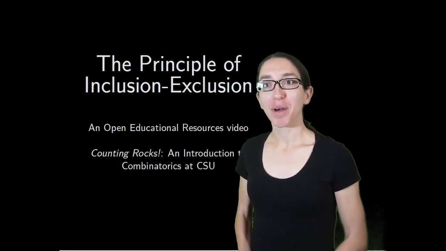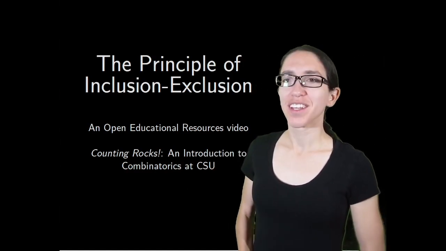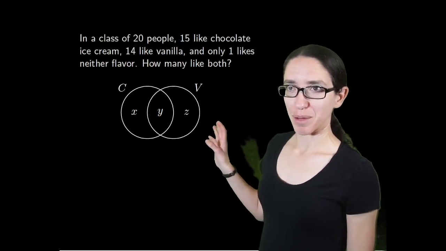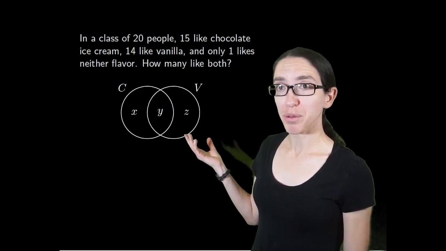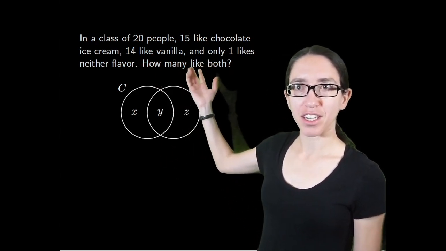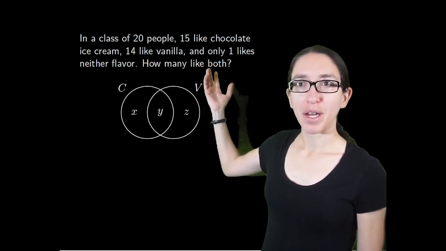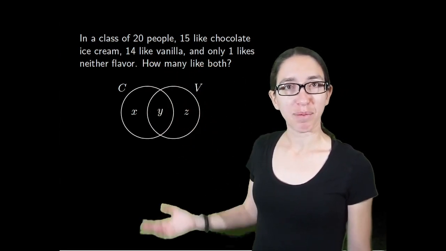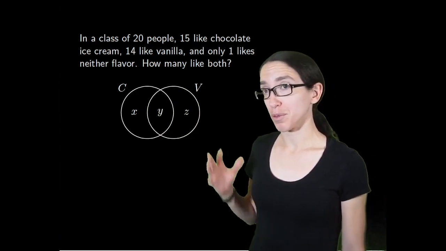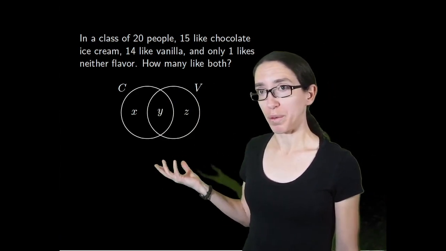Today we're going to be talking about the principle of inclusion-exclusion and how we can use it to solve combinatorics problems. So here's a very simple example of a problem that we would use the principle of inclusion-exclusion to solve. In a class of 20 people, 15 like chocolate ice cream, 14 like vanilla, and only 1 likes neither flavor. How many like both? Now we don't need the principle of inclusion-exclusion to solve this problem, but for more complicated problems of this form, we will.